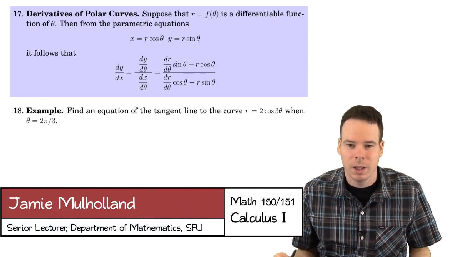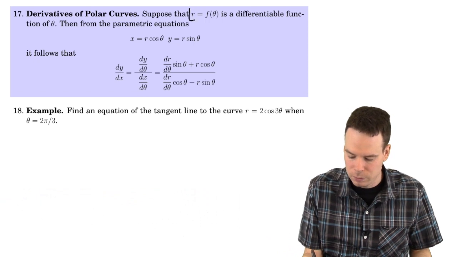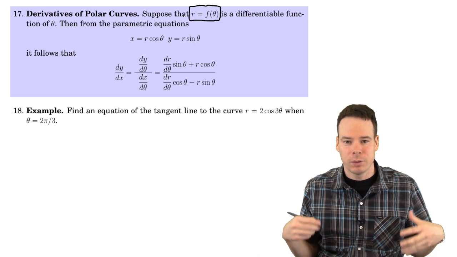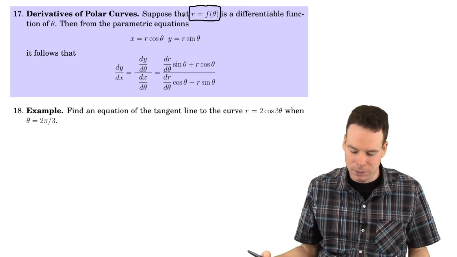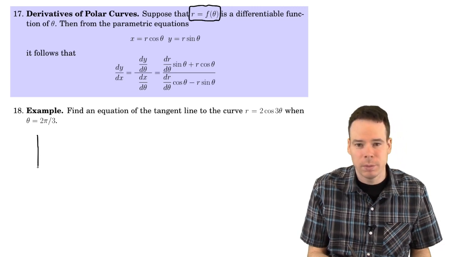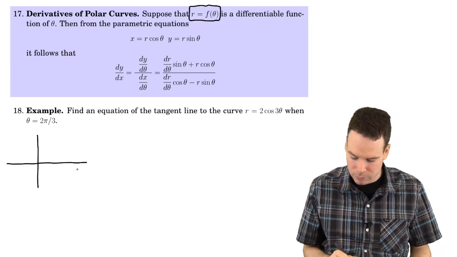So now that we've seen how to sketch graphs of polar curves, for example equations like r equals f of theta, we can now sketch the set of all points that satisfy that in the polar coordinate system. We want to ask questions about slopes of tangent lines. So I'm just going to quickly sketch out the example we finished off last time.